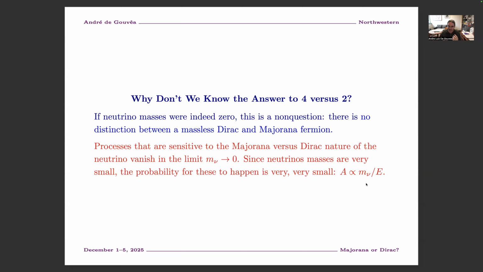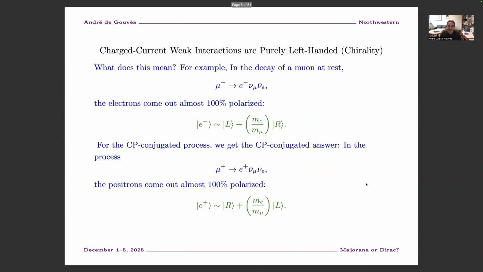Now, there's an extra wrinkle to this story, which is not unrelated, but peripherally related, which is the neutrinos only interact via the weak interactions. And it turns out that the weak interactions are chiral, and they're actually purely left chiral. Let me tell you or remind you of what that means by looking at something like muon decay. And let's say I have muon decay at rest, and let me ask about the properties of the electron that comes out.